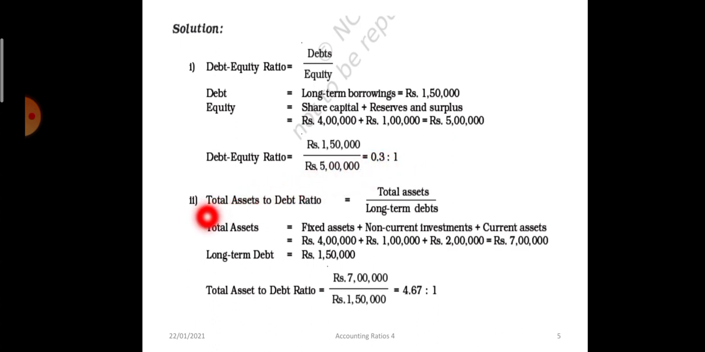In the same question, total assets was 7 lakh rupees. Fixed assets plus non-current investments plus current assets 7 lakh rupees, and long-term debts, that is long-term borrowing, is 1,50,000. So total asset to debt ratio, total assets divided by long-term debts, is 7 lakh divided by 1,50,000, and the ratio is 4.67:1. Higher ratio.